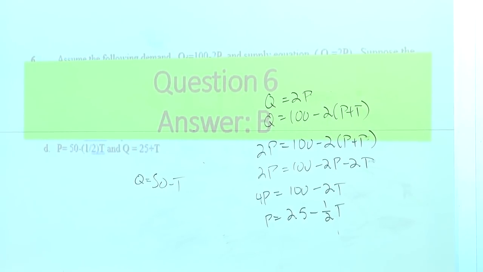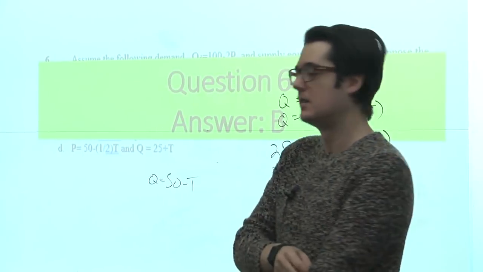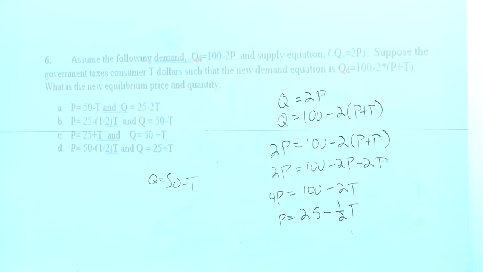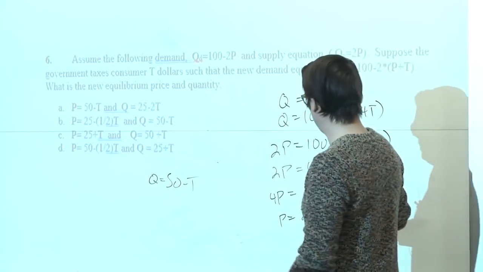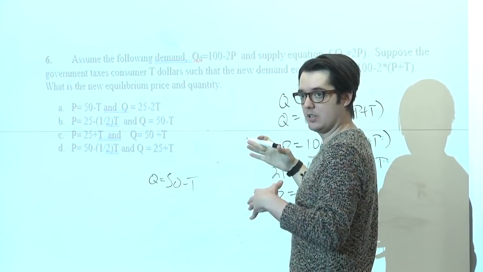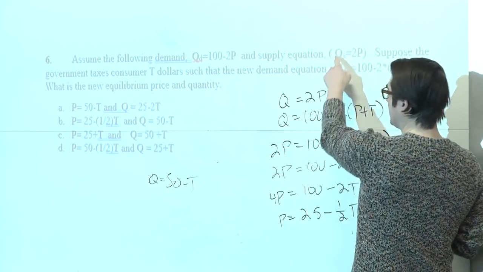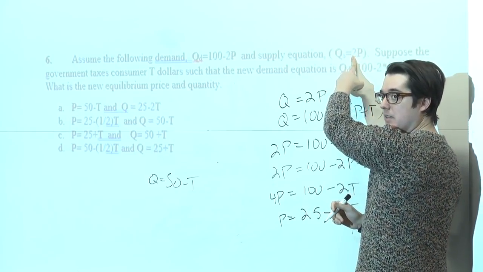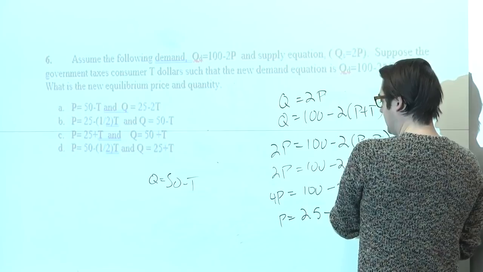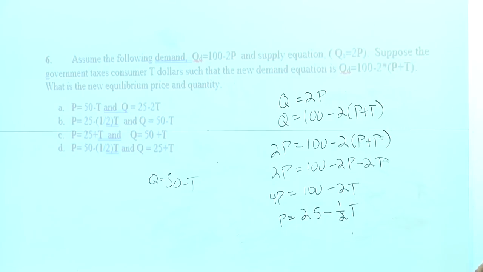Any questions with that one? Yes. You got the Q. So remember that you can take this and you can plug it into either supply or demand to get Q. So I just took this and I plugged it into Q equals 2P. Yeah, so 25 times 2 is 50. 1/2 times 2 is 1.